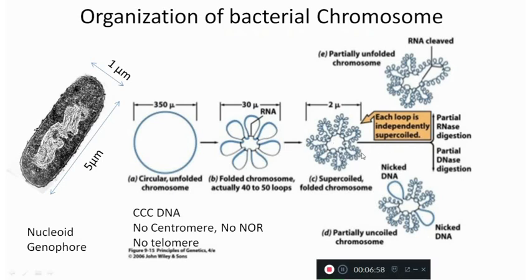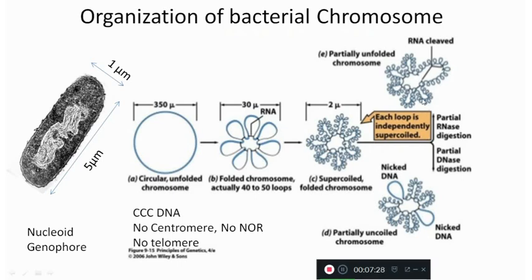So if you digest it with RNase, partially digested, then what will happen? These loops get opened like here. The supercoils are not relaxed, but these loops, this part is clipped. That means this part is held by the RNA. Each of these loops is held by RNA. So if you partially digest it, you will get some of the loops open.